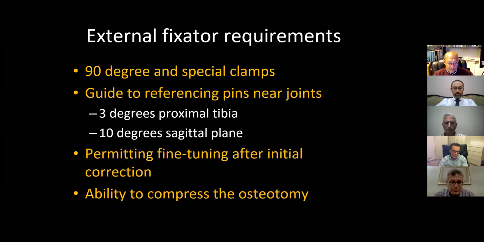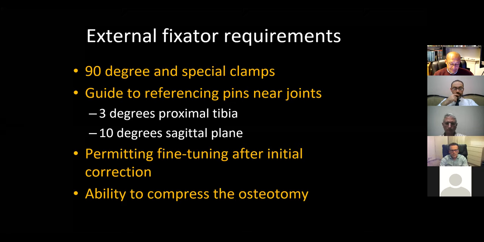In terms of the type of fixator we need to use, you need an external fixator that allows you to place the pins through standard clamps at 90 degrees. So you need quite a rigid clamp, such as a rail type of system, and also have access to special clamps that can factor in certain degrees of angulation. So 3 degrees in the tibia, 10 degrees in the femur, and then depending on the plane, different angles. You need to be able to fix these clamps in a position that will maintain the angles that you wish, and then manipulate the pins.